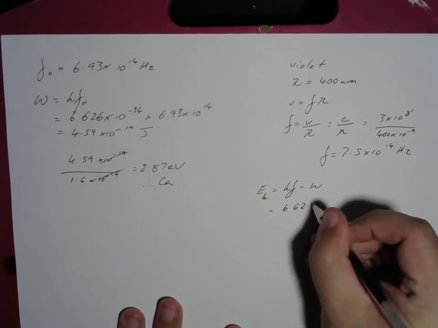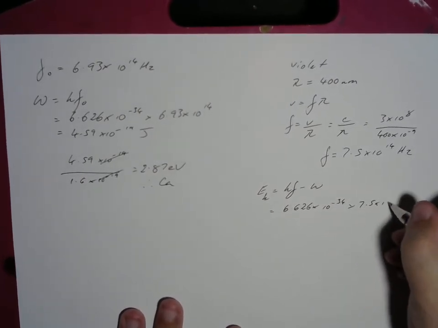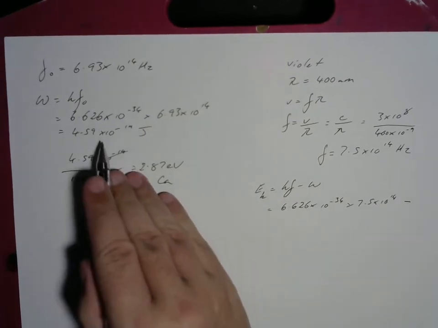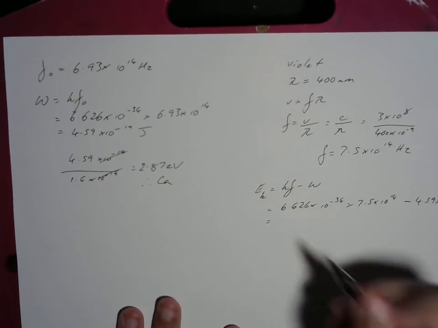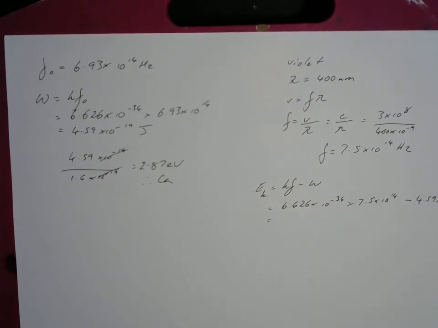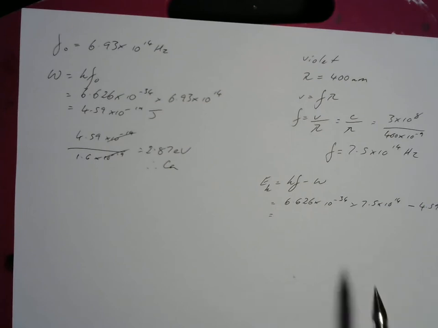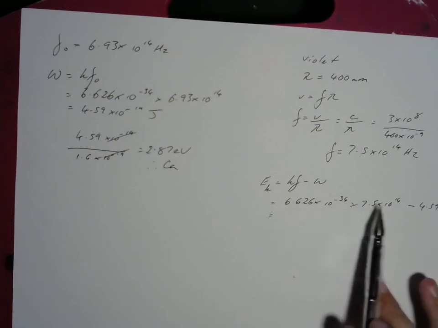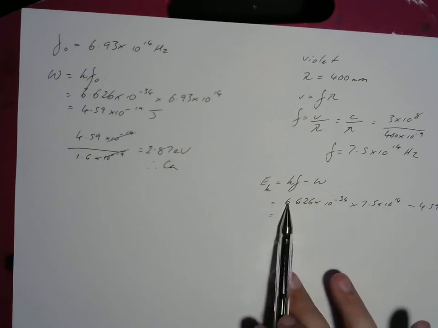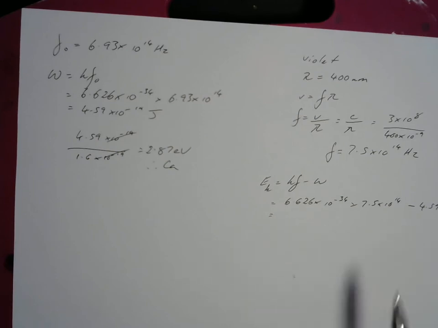6.626 times 10 to the negative 34 times 7.5 times 10 to the 14, take away 4.59 times 10 to the negative 19 equals. The way I would do this is I would process this bit first and then take away this bit at the end. Because this times this, negative 34 and 14, that's going to cancel off and be about negative 20. That times that's going to be a little bit bigger, so it'll be 10 to the negative 19 in magnitude. So I'd still expect a number around the 10 to the negative 19 point.